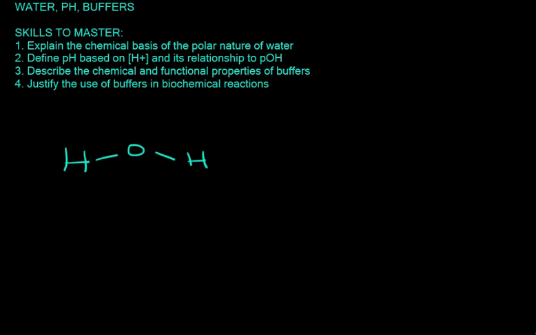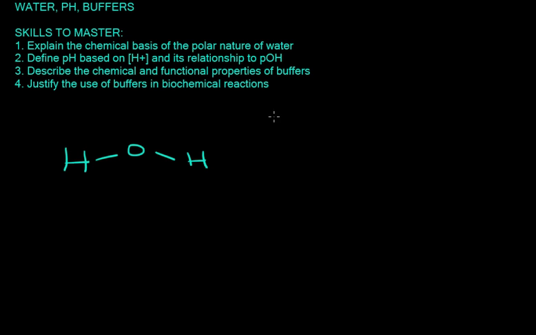Welcome to the first part in the series of lectures on water pH and buffers. So your skills to master here: number 1, you're going to explain the chemical basis of the polar nature of water. Why is it polar? Define pH based on the concentration of protons in solution and how pH is related to pOH. You're going to describe the chemical and functional properties of buffers, what makes them buffers, how you make a buffer, and you're going to justify the use of buffers in biochemical reactions.